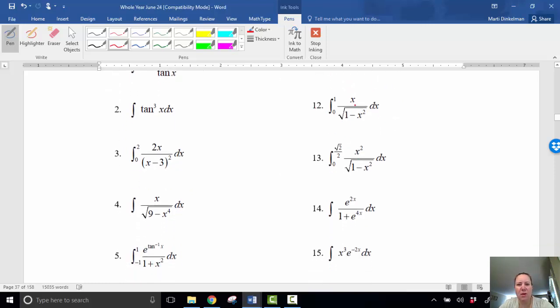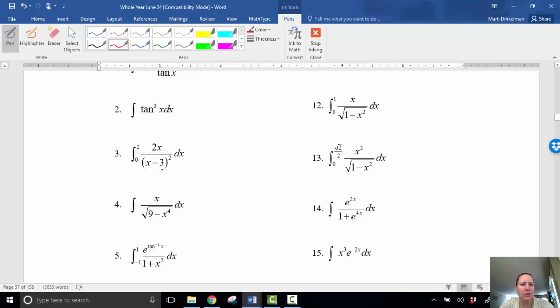Number 12, so 12 and 13 look awfully similar to me. The difference between the two of them is look inside the root. The derivative inside the root is negative 2x, which is close to what's happening in number 12. So that means 12 is U sub, probably means 13 is going to be trig sub.